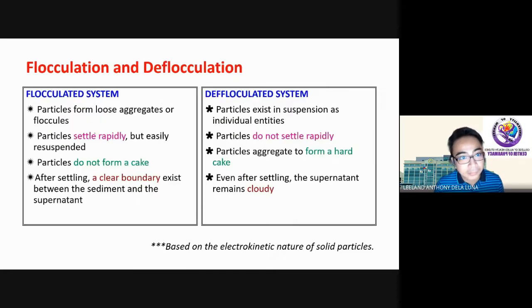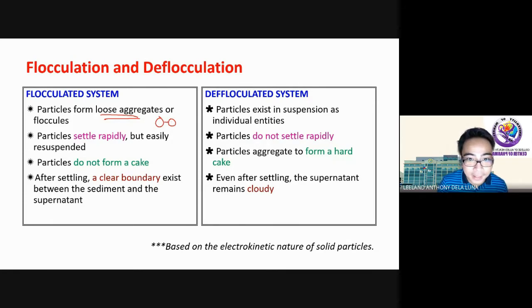Now, in terms of flocculation, there are actually two things na pwedeng mangyari sa suspension natin in terms of its electrokinetic property. Flocculation, ibig sabihin mag-create tayo ng flocs, where it's just loose aggregates, or pwede siya maging deflocculated system. A deflocculated system simply means a particle exists in suspension as individual entities, meaning hindi talaga sila dikit-dikit. In a flocculated system, itong particle ko pwedeng bonded siya sa isa pang particle.